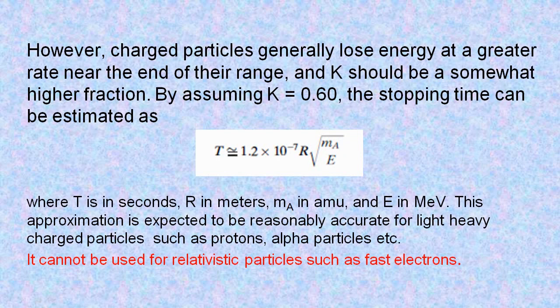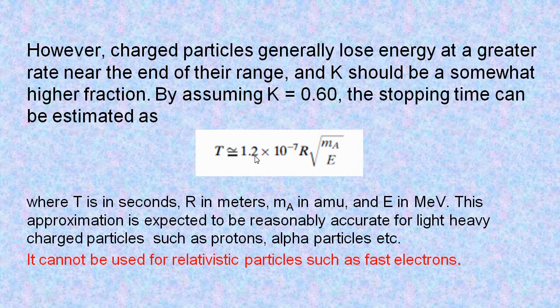However, charged particles generally lose energy at a greater rate near the end of their range, as we have seen before, and k should be somewhat higher fraction. By assuming k is equal to 0.60, the stopping time can be estimated. You have seen that Bragg curve, their energy loss is maximum at the end. That means initially the velocity is not decreasing so rapidly. If it were decreasing rapidly initially, this value would be less than 0.5.